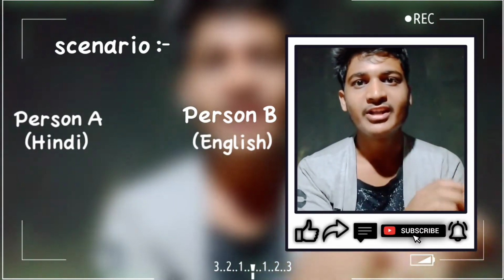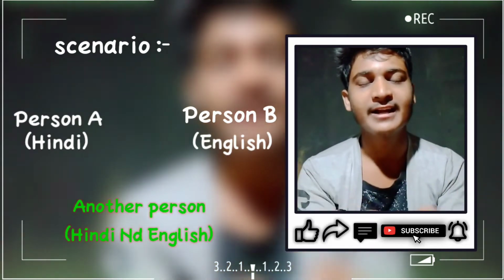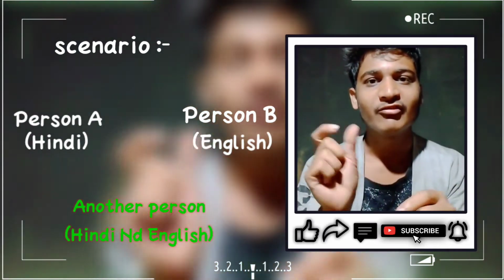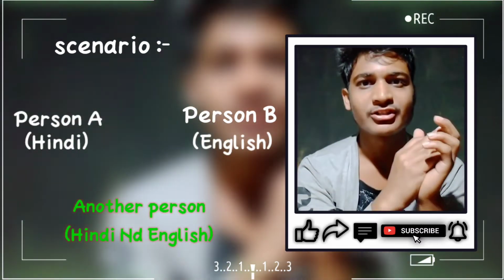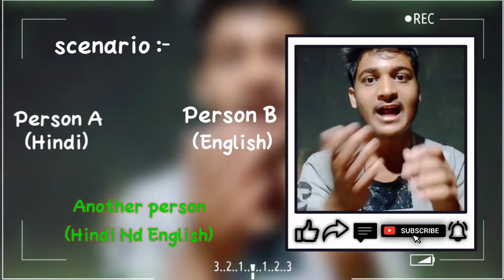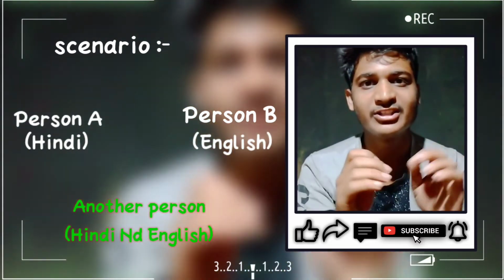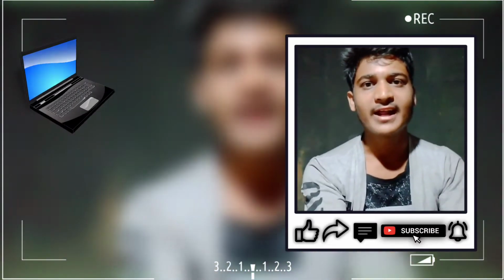But if they hire a third person who can speak and understand both Hindi and English, then with the help of this third person, person A and person B can have a conversation. The third person will convert Hindi to English and English to Hindi. Simple. Now replace this example with a computer and a human.